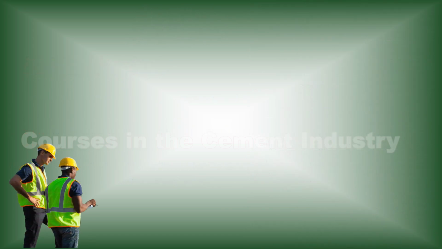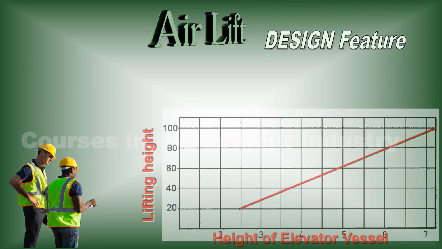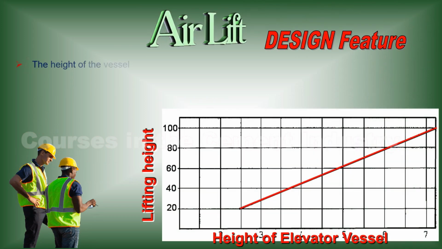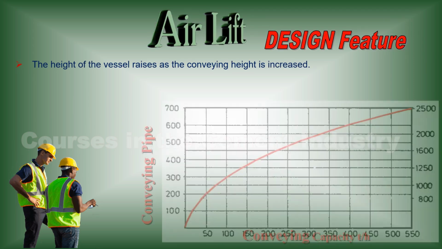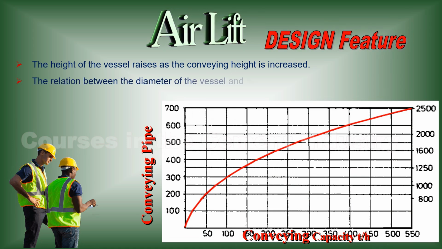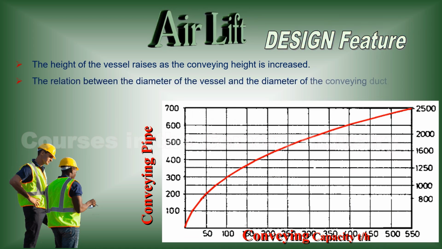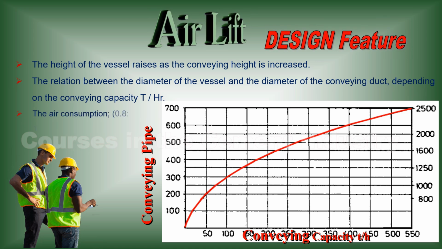We follow together, design features for airlift. This figure shows the height of the vessel rises as the conveying height is increased. This figure shows the relation between the diameter of the vessel and the diameter of the conveying duct, depending on the conveying capacity in tons per hour. The air consumption, 0.8 to 1.